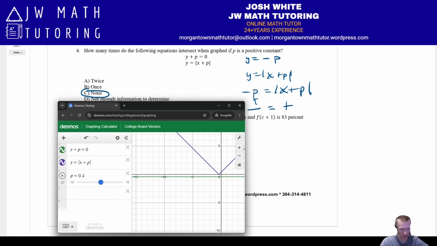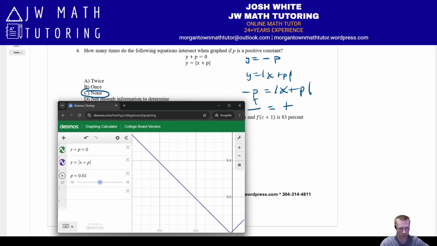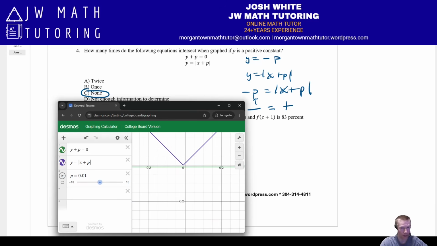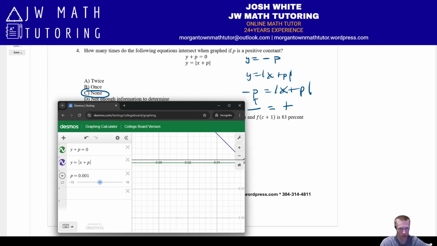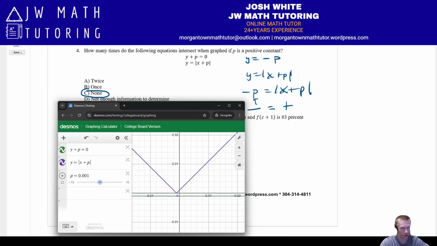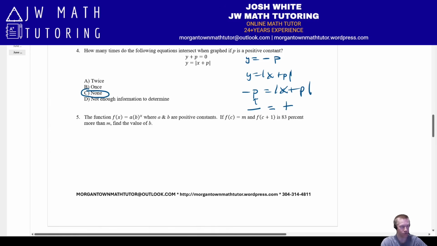Even if you go back here and get real small, so at 0, they are touching, they are overlapping at 0, 0. But if you go to 0.01, okay, a really small positive number, and zoom in, notice they're not intersecting. Even if I make it 0.001, you can still zoom in on the graph right here and see they're not intersecting. So this is just confirmation visually that the answer is going to be C, none, no intersections.